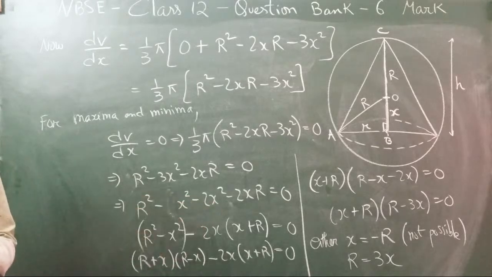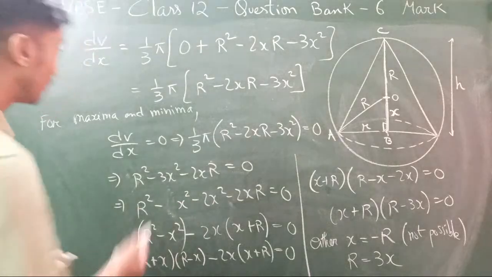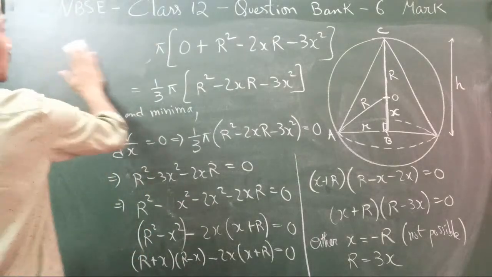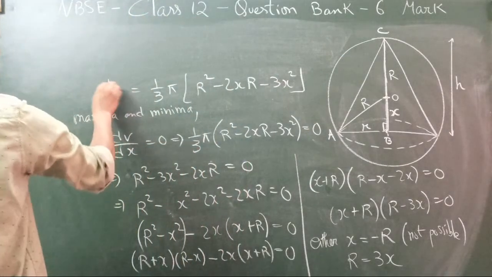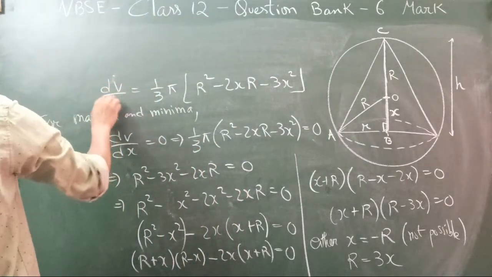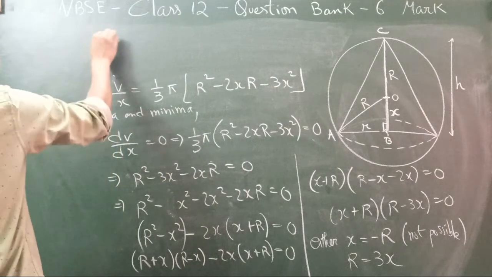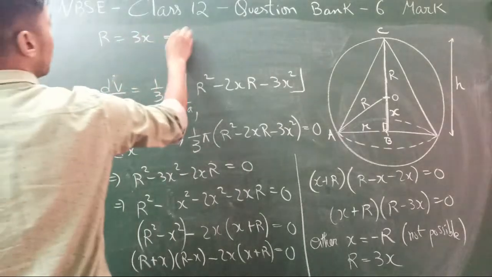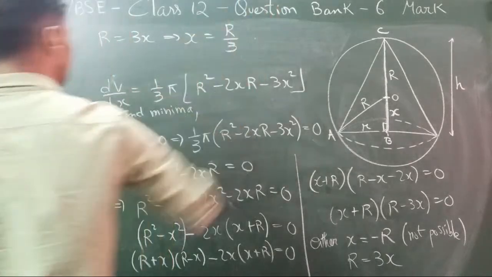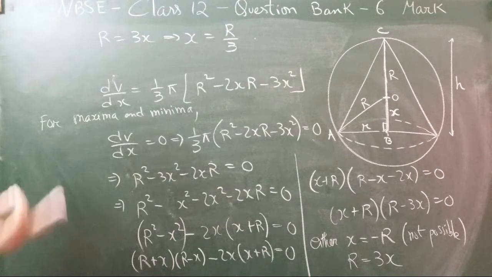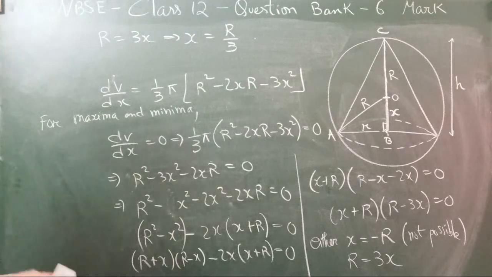So we end up with the second form. Okay, this was the first order derivative. So that means we have r equal to 3x, or that implies x is equal to r by 3. This is our point of maxima or minima. We have no idea so far.